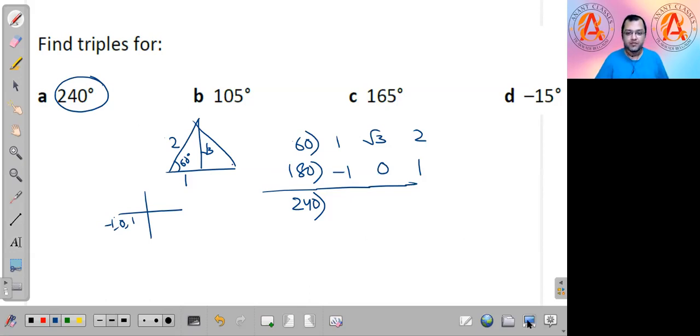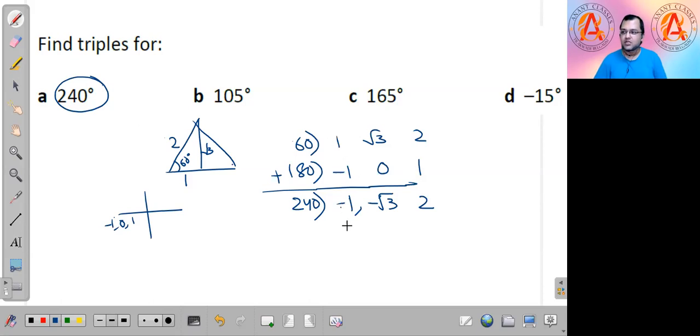Done. Minus 1, minus root 3, 2. Perfect. Everyone is getting minus 1, minus root 3, and 2. Now you should get these values. It's just addition. Got it? Slowly we are moving into your sin cos tan calculations, so all this stuff is required there. Done. I hope everyone got this: minus 1, minus root 3, 2.